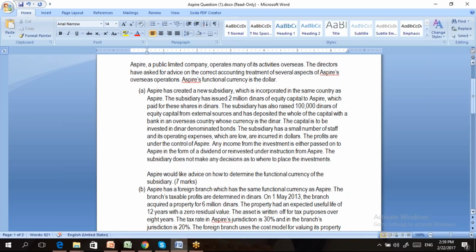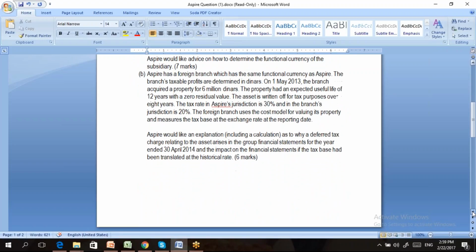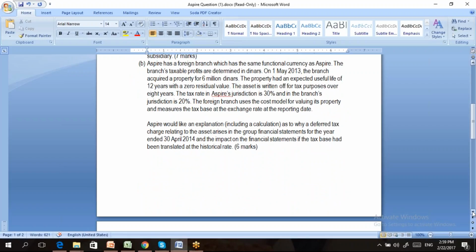Okay, so let's look at the second part of that question. Aspire has a foreign branch, and we have to remember all the time that with the company Aspire, their functional currency is dollars. So now it is 100% confirmed. Foreign branch with the same functional currency as Aspire. The branch taxable profits are determined in dinars. So maybe the bank that they have invested in, the branch, the profits are determined in dinars. In other words, the presentation currency for the branch is dinars.